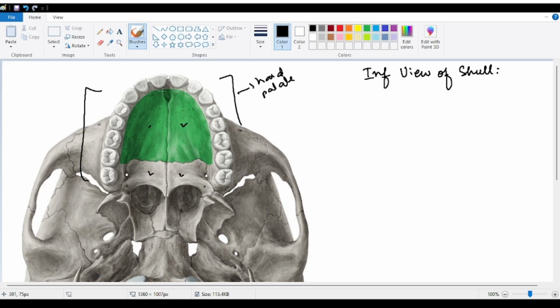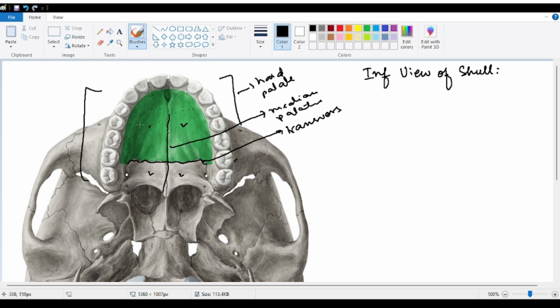Now the two maxillary bones are joined together by this suture in the midline, known as the median palatine suture. This is the median palatine suture, and here we can see a horizontal suture which joins the palatine and the maxillary bones. This is known as the transverse palatine suture.